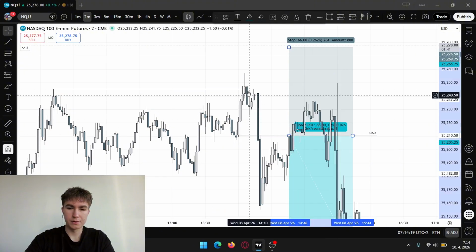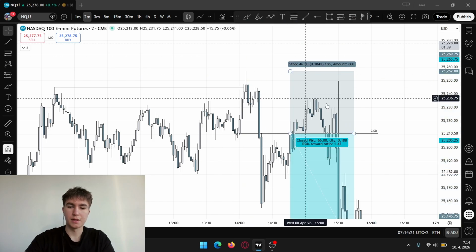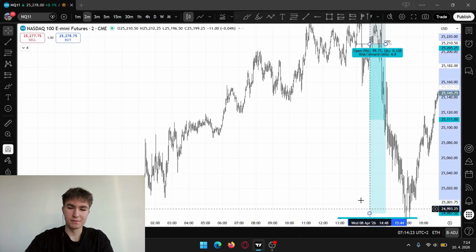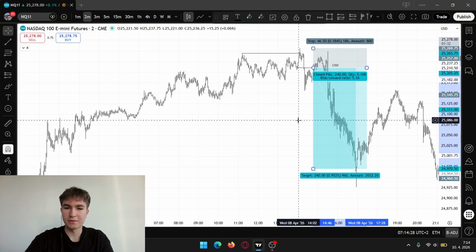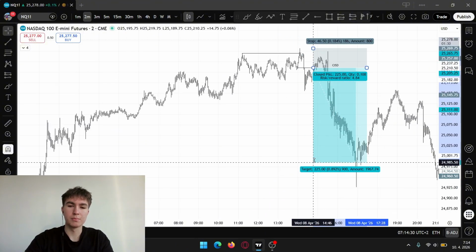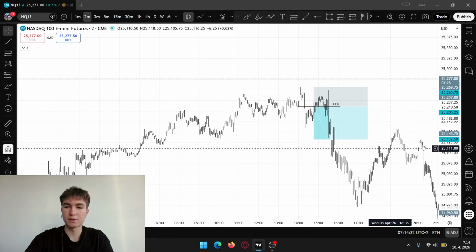Retap after the change of state, stop loss at a high and take profit at the opposing liquidity levels. It would not be targeting a crazy 1 to 5 risk reward, but some high probability move within the market. So something like here.